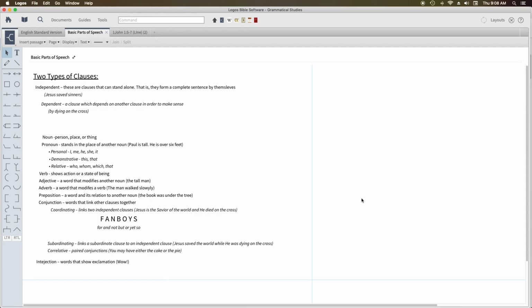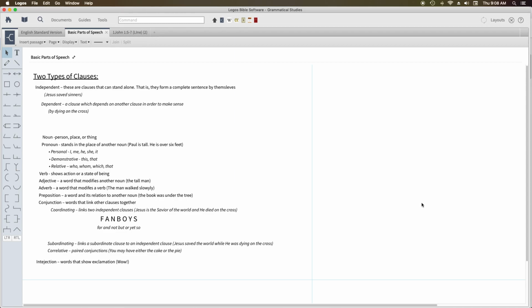The book was on the wall, if that's possible. It's showing us the relationship between the book and the wall. So basically that's what prepositions do. Then you have conjunctions, and conjunctions are just linking words. They link clauses and lists and things like that together.